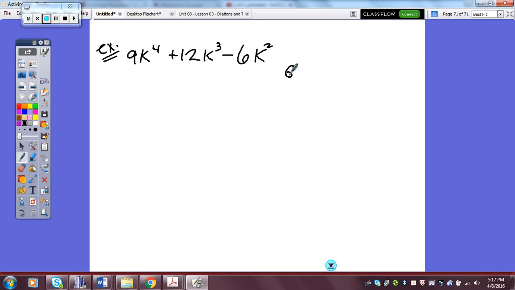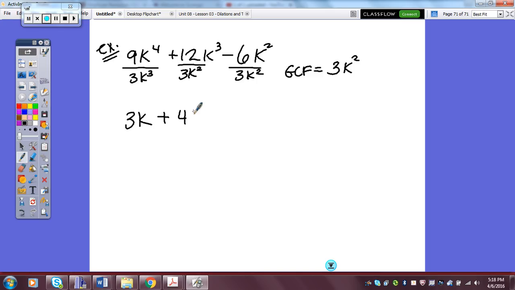So the first thing you do is find the GCF. 6, 9, and 12 all have 3 in common. K to the 4th, k to the 3rd, and k to the 2nd have k squared in common. I'm now going to divide everything by 3k squared. So now I have 3k squared plus 4k minus 2. And k squared is crossed out. My leftovers go in parentheses. Who gets written on the outside? My GCF, which is 3k squared.